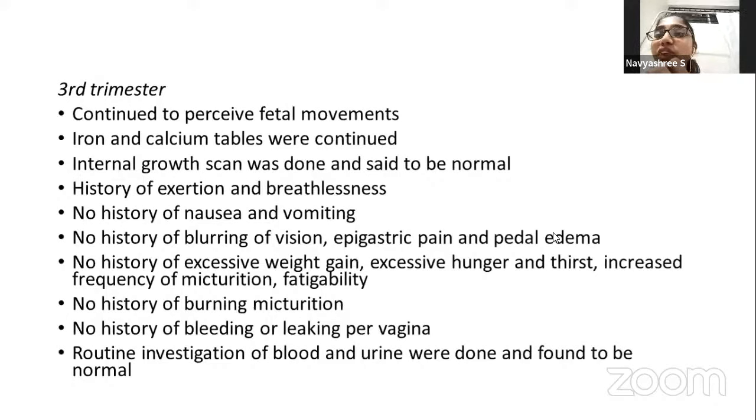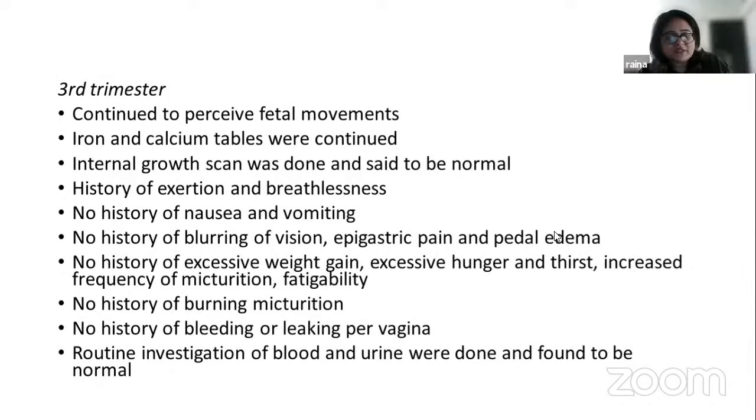There was no history of weight gain, excessive hunger, thirst, and increased frequency of micturition or fatigability. There was no history of burning micturition. There was no history of bleeding or leaking per vagina. The routine investigations of blood and urine were done and were found to be normal.